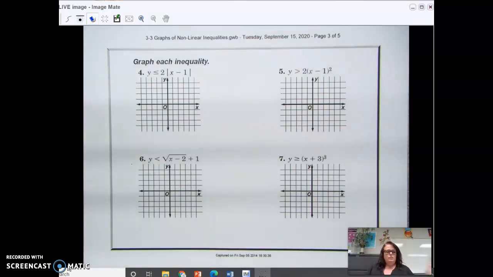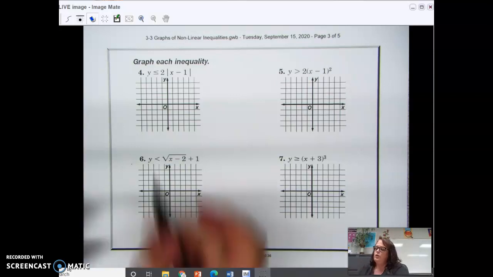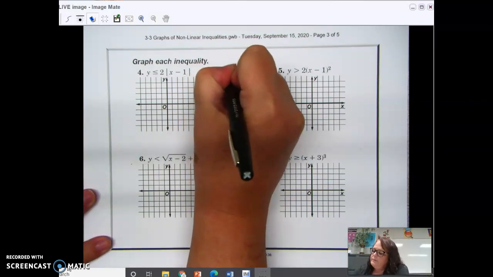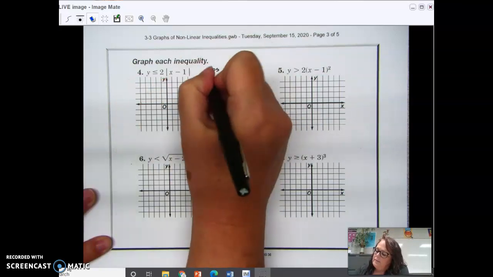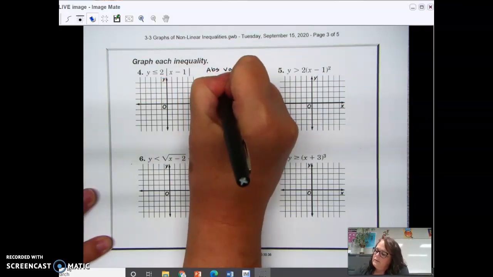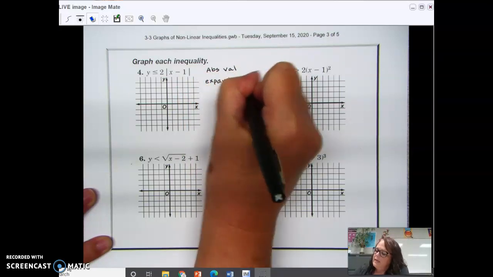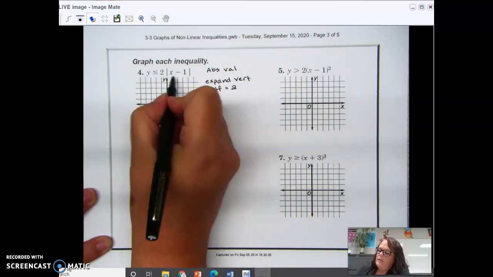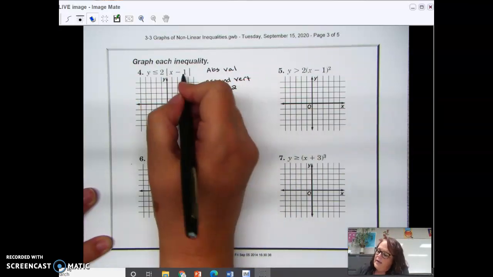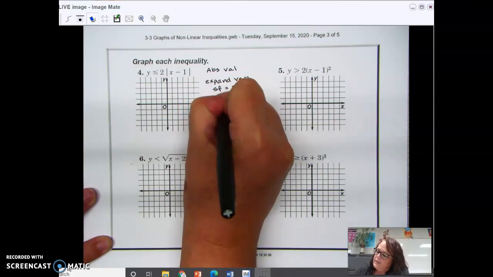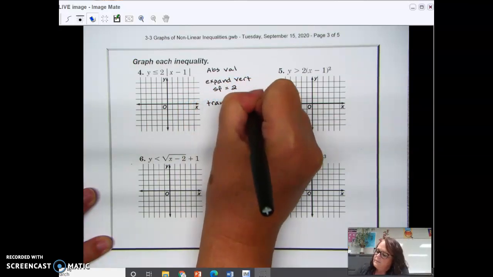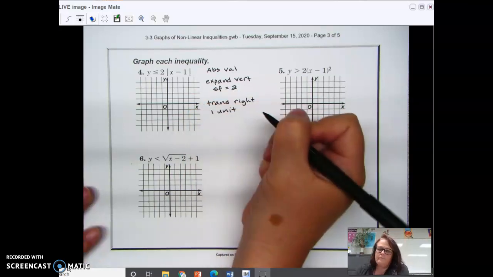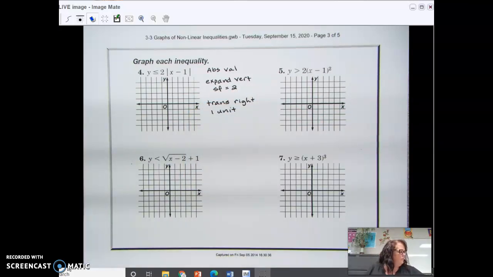All right, so now we're going to translate that into actually graphing. So this is going to put together 3-2 with 1-8. So looking at this, this is an absolute value function, and it's going to be expanded vertically by a scale factor of 2. And then if I set x minus 1 equal to 0, x would be +1, so that means I'm going to translate to the right 1 unit. So take a moment to pause your video and see if you can graph what we just wrote.